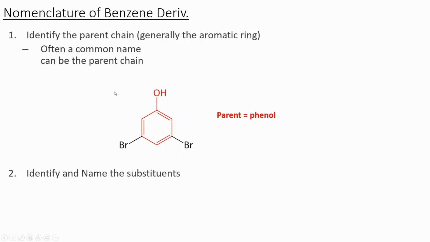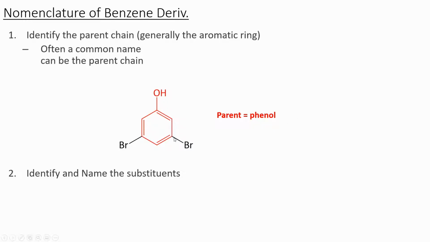In this slide, I showed eight different common names for these benzene derivatives. These common names are what we can use as our parent chain. So for example, in this molecule, we have a benzene as our parent, but it's a substituted benzene. So our parent here will be a phenol.